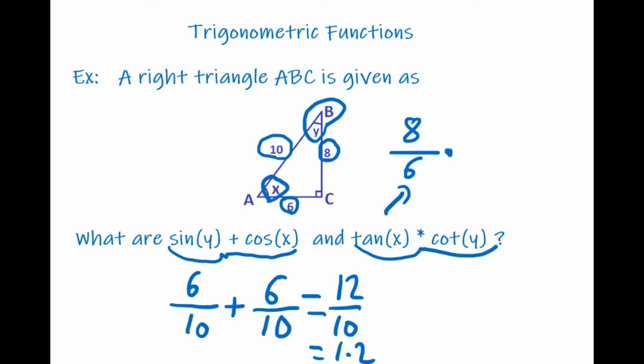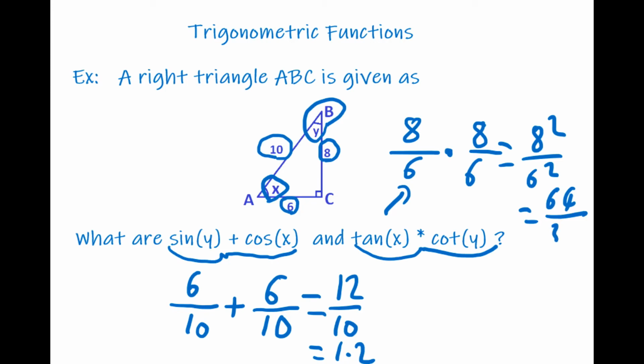Again, I'm going to look at the situation from the angle y. So cotangent was what? Adjacent divided by opposite. So we're going to have adjacent according to the angle y. Adjacent is 8. So we're going to have 8 divided by 6. So this is actually 8 squared divided by 6 squared, guys. And that is equal to 64 divided by 36.